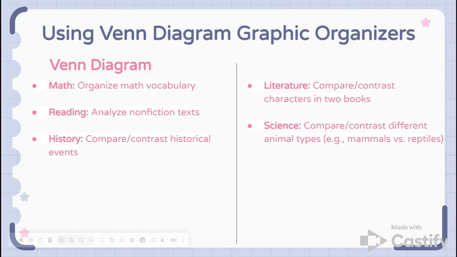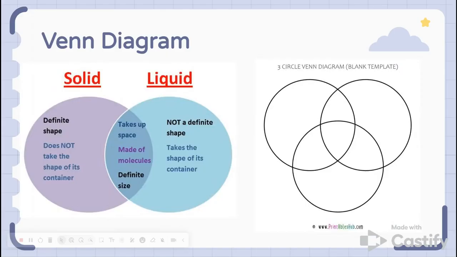In literature, maybe compare and contrast characters, settings, themes, or author styles in 2 books. Or for science, compare and contrast different animal types, plant life, or scientific concepts like mammals versus reptiles. Here are a couple examples of Venn diagram graphic organizers.